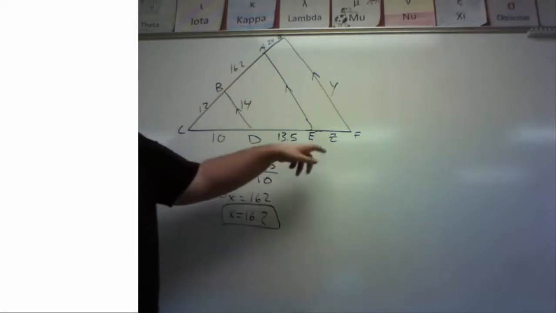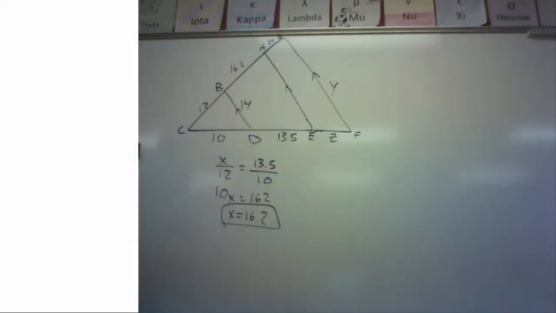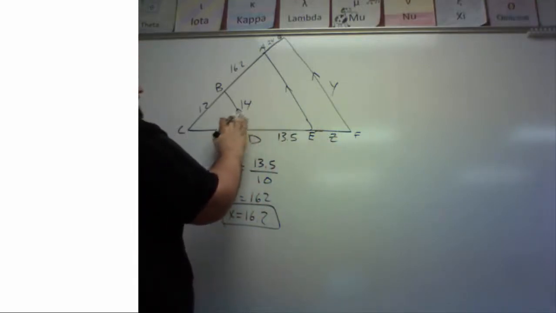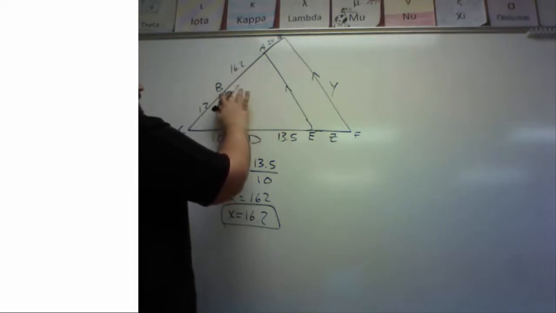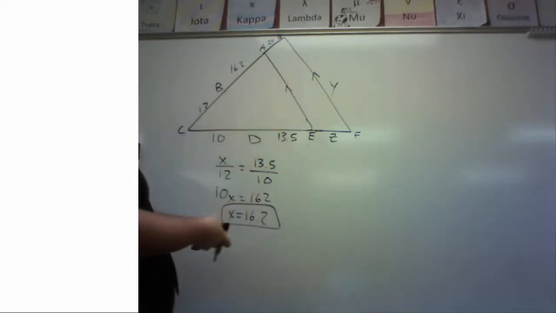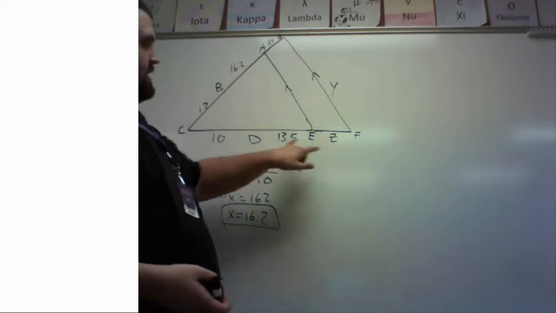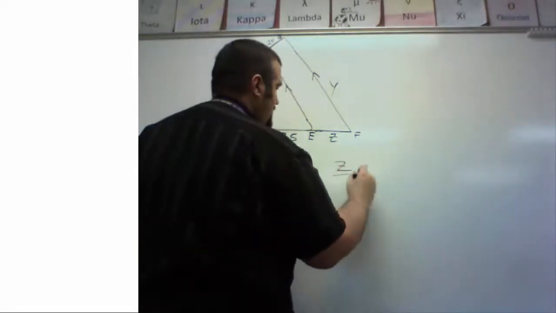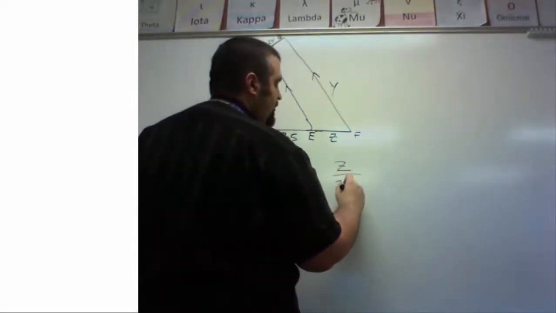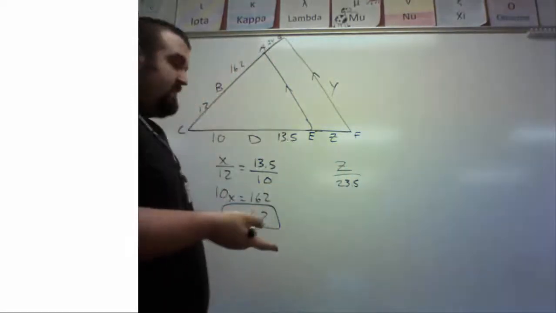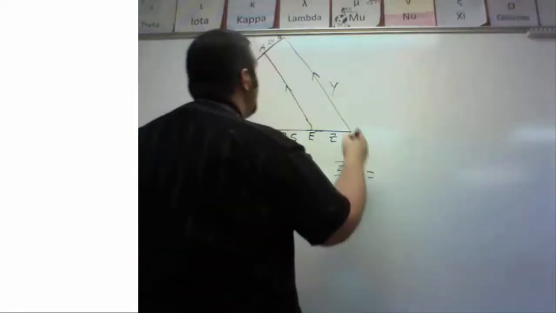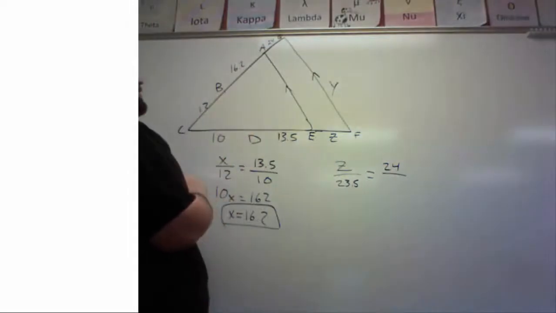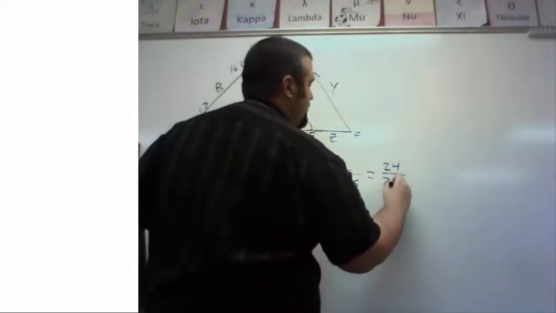Now I'm trying to find z here. If I compare z, I'm essentially going to pretend as if this doesn't exist here temporarily. So when I look at this, it now becomes one of those, oh, it's this part to this part. So z to 23.5, because that's 10 plus 13.5, should equal 24 to 16.2 plus 12, or 28.2.